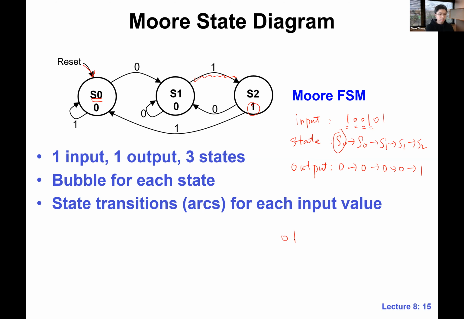So see here, you look at this path, 0 1, we output 1. No matter where you start, no matter which state you are in, if you get a 0 1, see here from S2, 0 1, we output 1, and also S1, 0 1, we also output 1. So regardless of the current state, if there's a 0 1, this FSM is going to give you 1. This is a basic string pattern matcher.